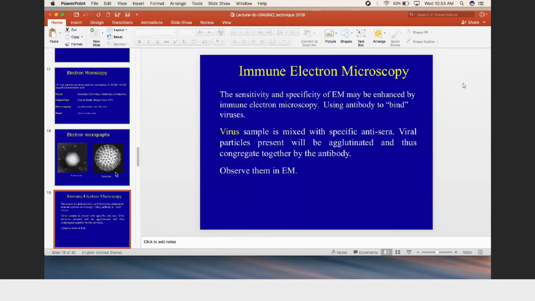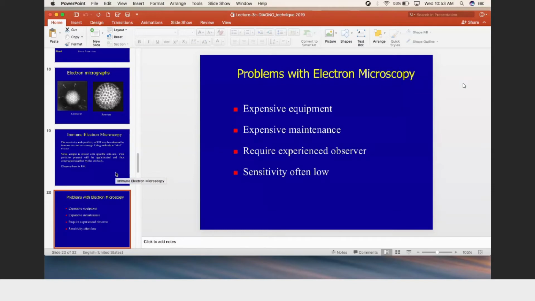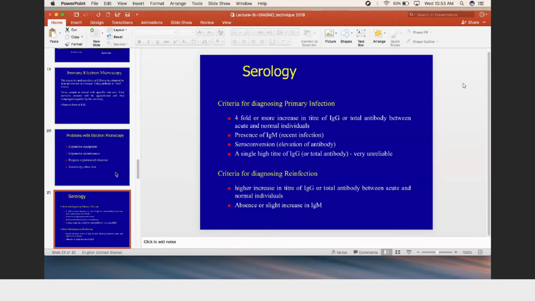So I already told you about this. This is about the problems with EM: expensive equipment, expensive maintenance. You need to have good experts in this area, and the sensitivity is low. Low means that you can only detect virus when you have 10 to the 6 virus particles. If you do PCR, you only need 1 virus particle. You don't need 10 to the 6.